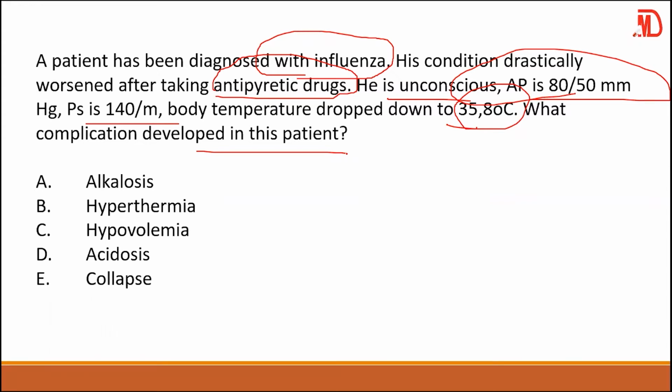It can result in coma because it's affecting the central nervous system. So if there had been a coma here, we could have easily gone for coma. But closer to coma would be the collapse, because there's loss of consciousness as a result of giving the antipyretic drug. Your answer here is E.